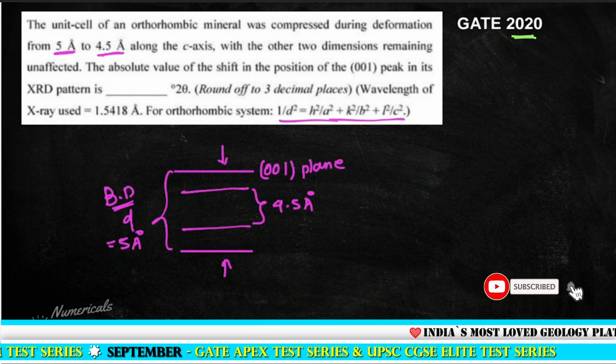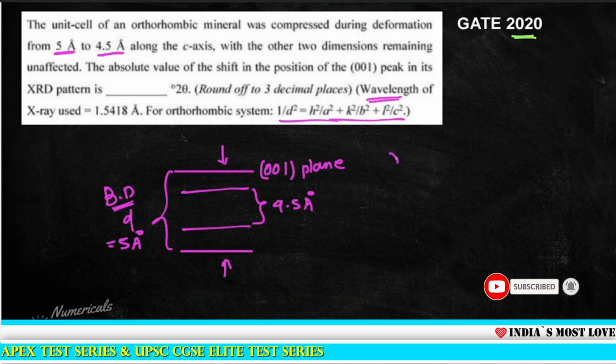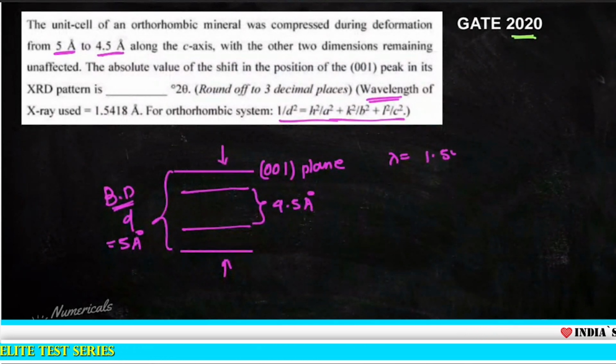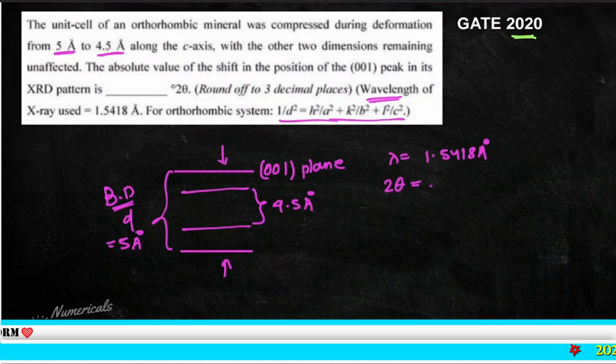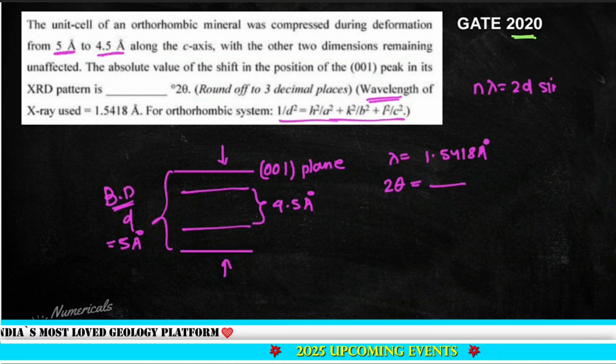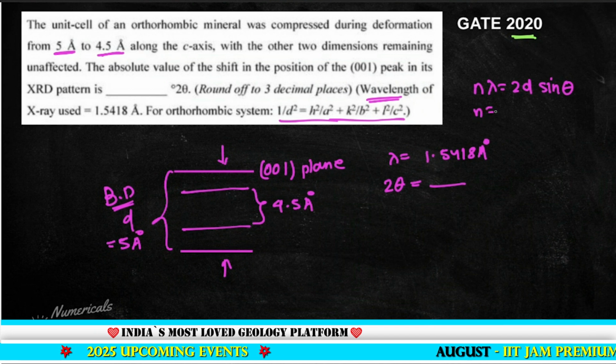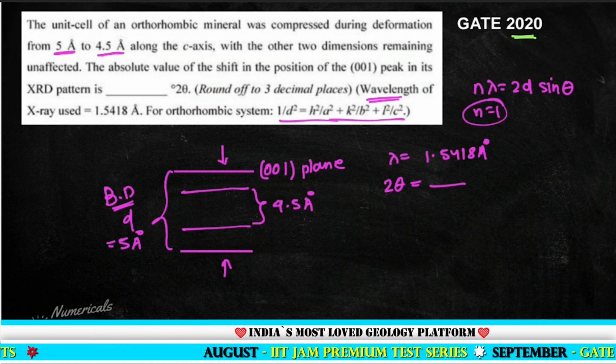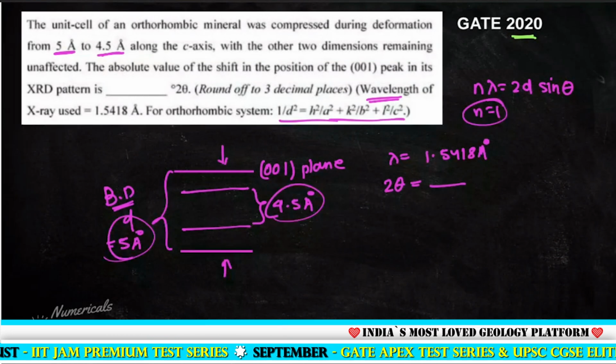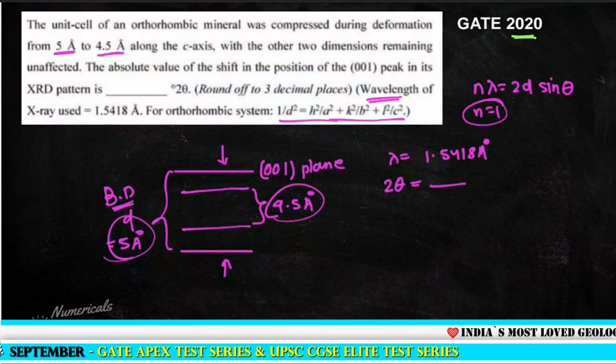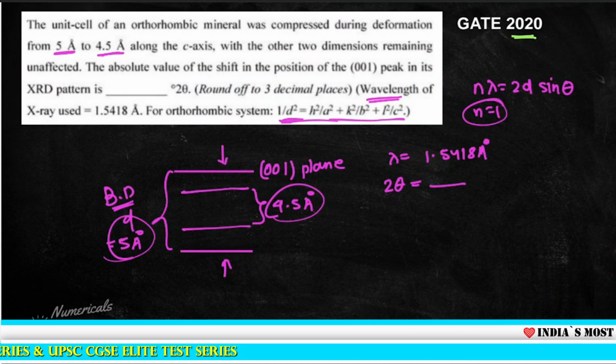So now what is it asking? The wavelength is also given. Lambda is already given, that is 1.5418 angstrom. Okay, you just have to find out the 2 theta angle. What is the equation? n lambda is equal to 2d sin theta. Just consider n is equal to 1 here. So what are we going to do here? Look, if you use this equation, what is it going to give you? A simpler thing is going to give you, I am just trying to tell you.